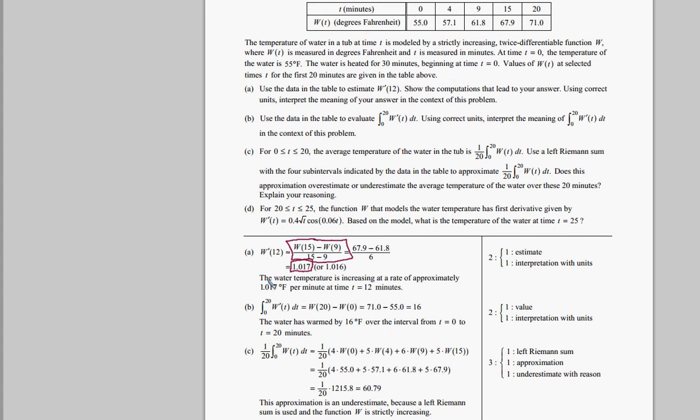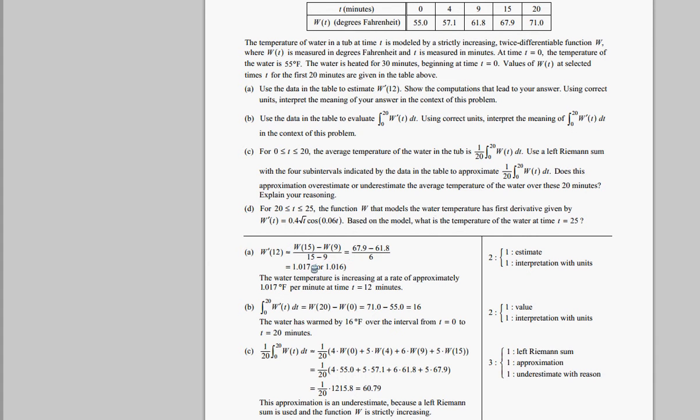And then the interpretation here would be the water temperature is increasing at a rate of approximately 1.017 degrees per minute. That is very important to add there, at the moment t equals 12 minutes. You could say the rate of the water temperature, however you want to say that, but please do not forget degrees per minute. That's important.